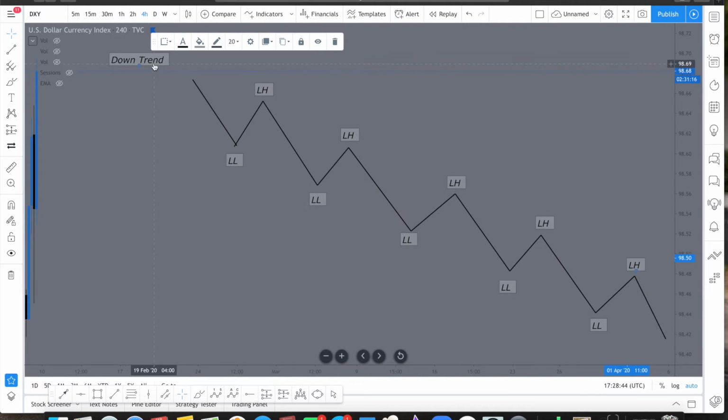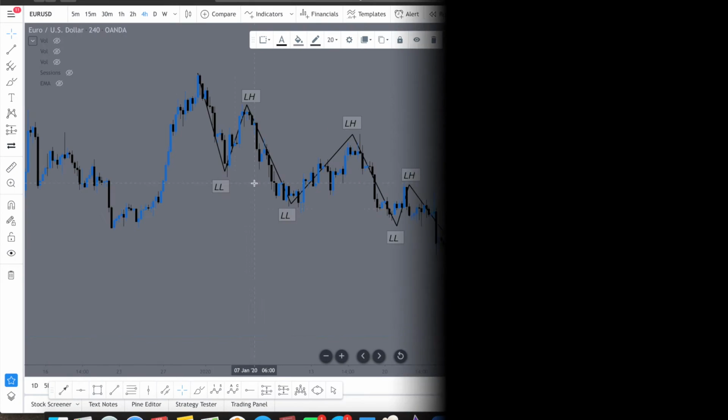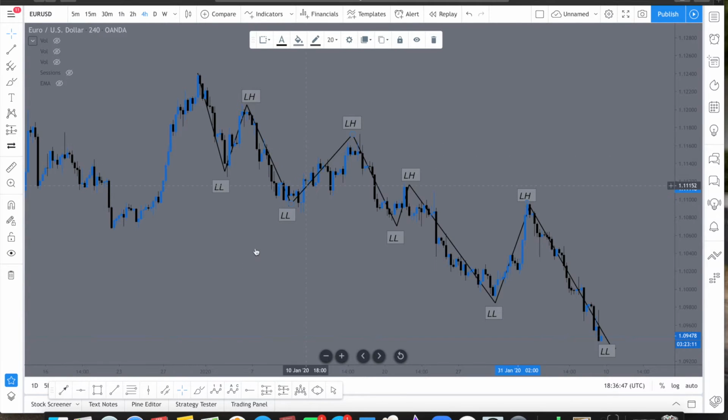This is a downtrend. It creates a lower low, lower high, lower low, lower high, and so on. This is a lower high because it's lower than the previous high. It's a lower low because it's lower than the previous low. Here we have a downtrend, also known as a bearish trend. You can see lower low, lower high, lower low, lower high, and then lower low.